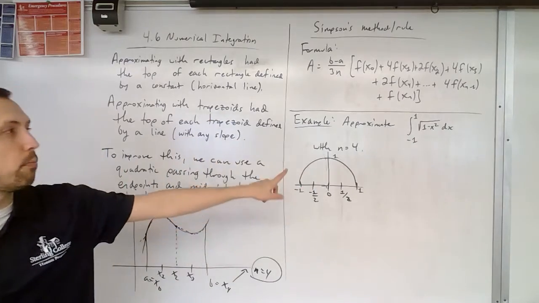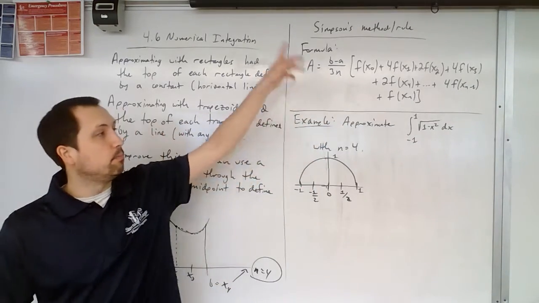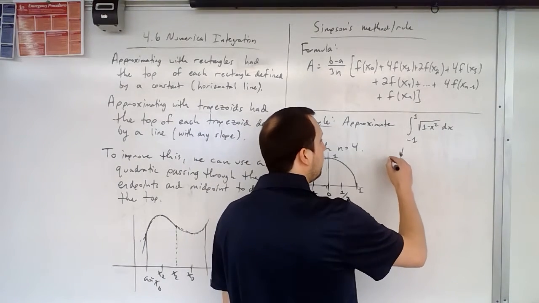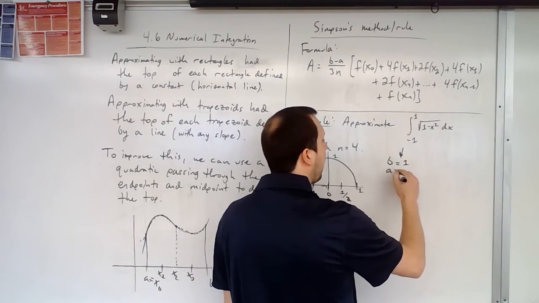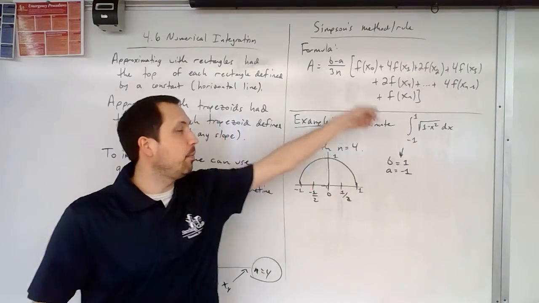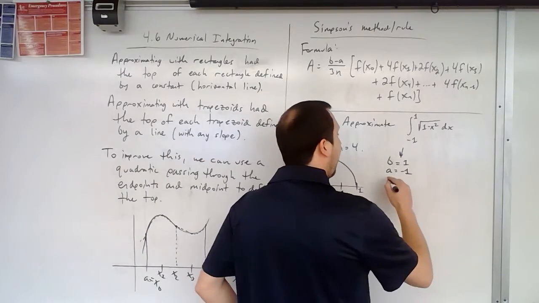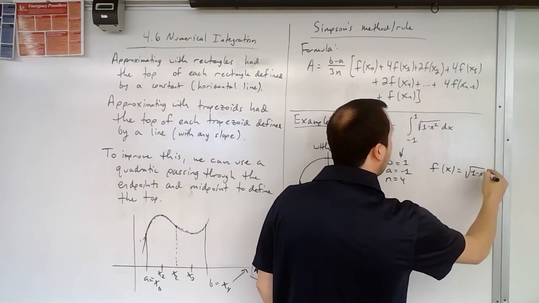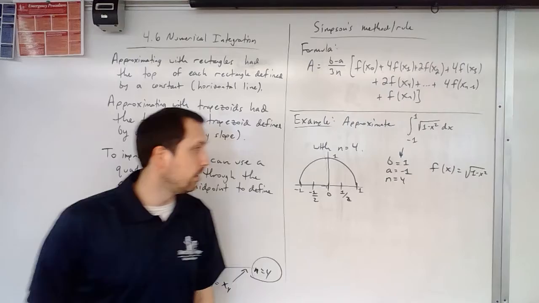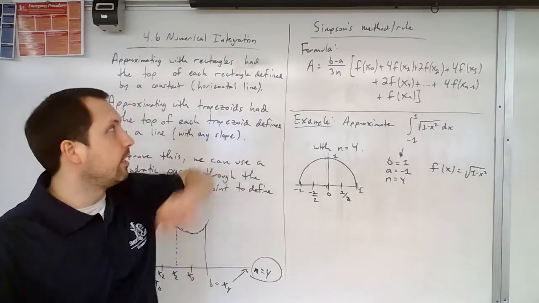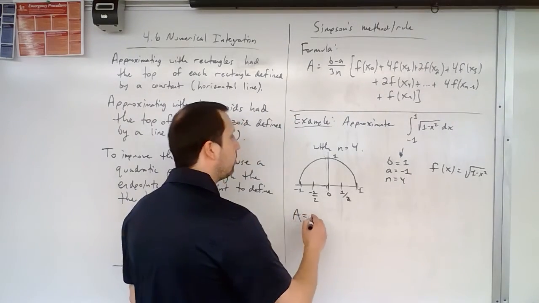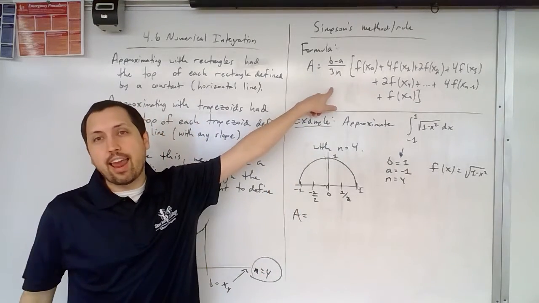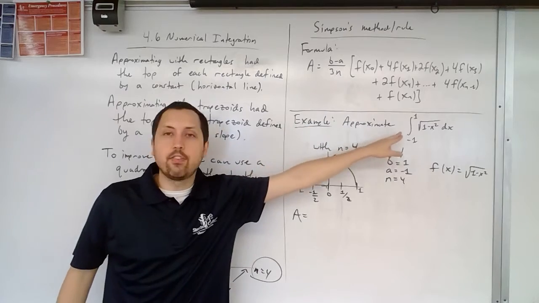So using this formula now, I will plug things in with this. So my B in this case is going to be 1. My A is going to be -1. So we start at A, we go up to B. My N we said was 4, and my f of x is the square root of 1 minus x squared. So I put things into the formula. So using Simpson's rule, this area, again, we're just approximating. This formula gives us the area, but this is just an approximation of this.